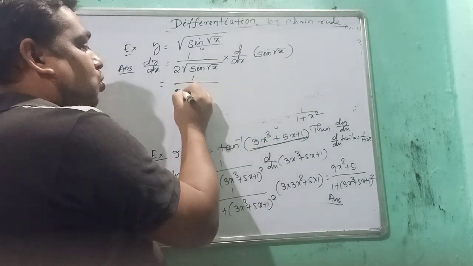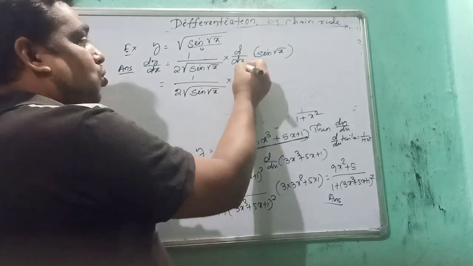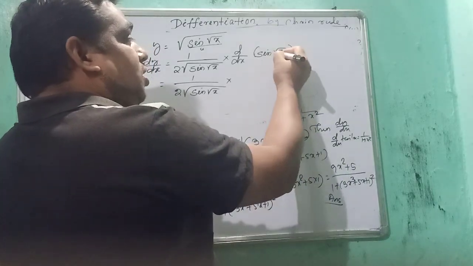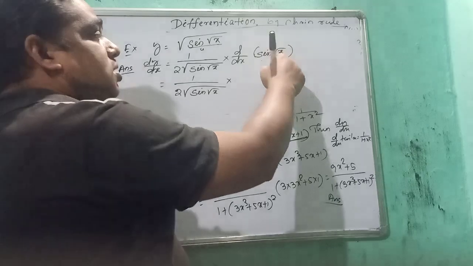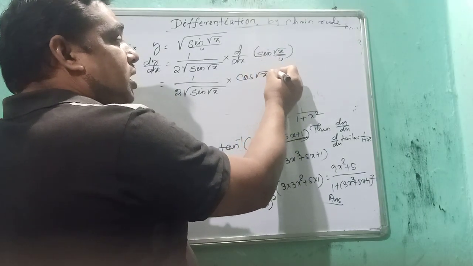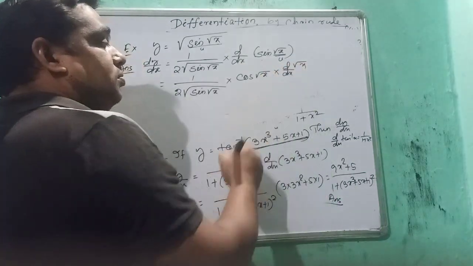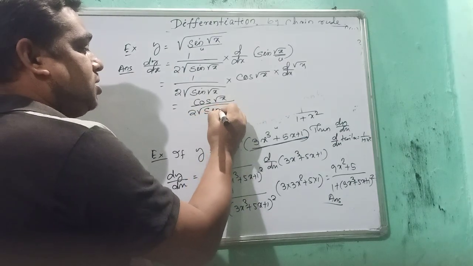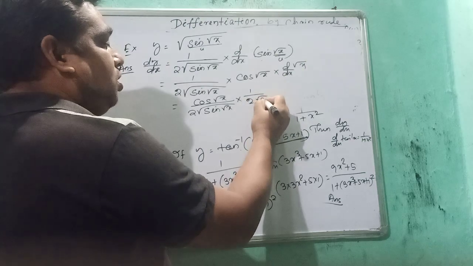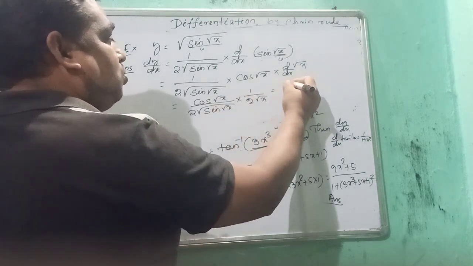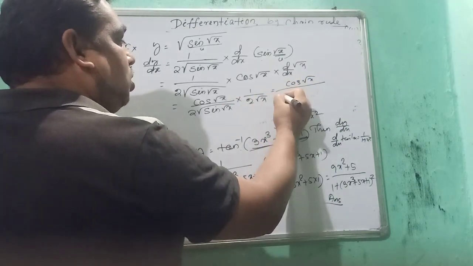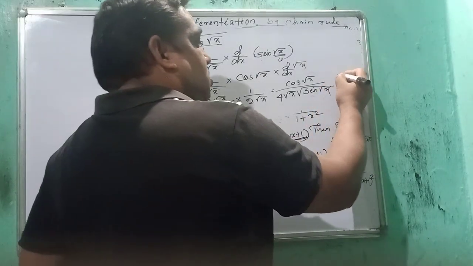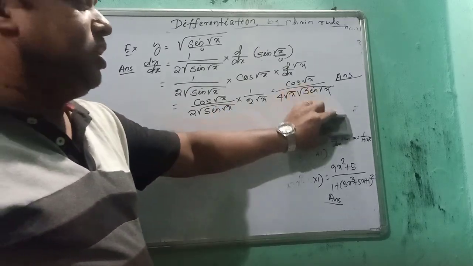See here, 1 by 2 into root of sine root x, into what is the derivative of sine root x? In sine root x, root x is taken as u. Then what is its value? Again you have to apply the chain rule. Sine u, where root x is u. The derivative of sine u is cos u, where u is root x. Again you have to take the derivative of root x. So its value is cos root x by 2 into root of sine root x, into the derivative of root x, which is 1 by 2 root x. So its value is cos root x by 2 into 2, that is 4 root x into root of sine root x. That is the required answer. So in this case you have to apply the chain rule 2 times.